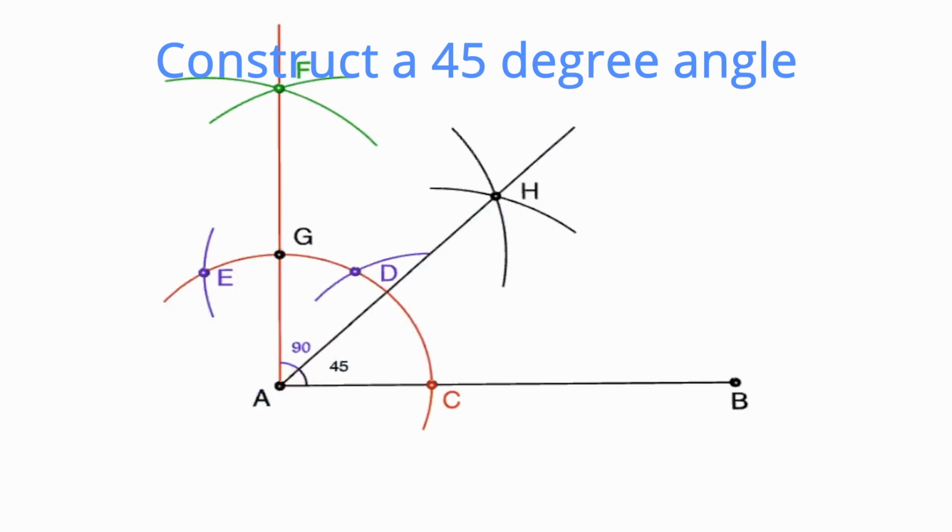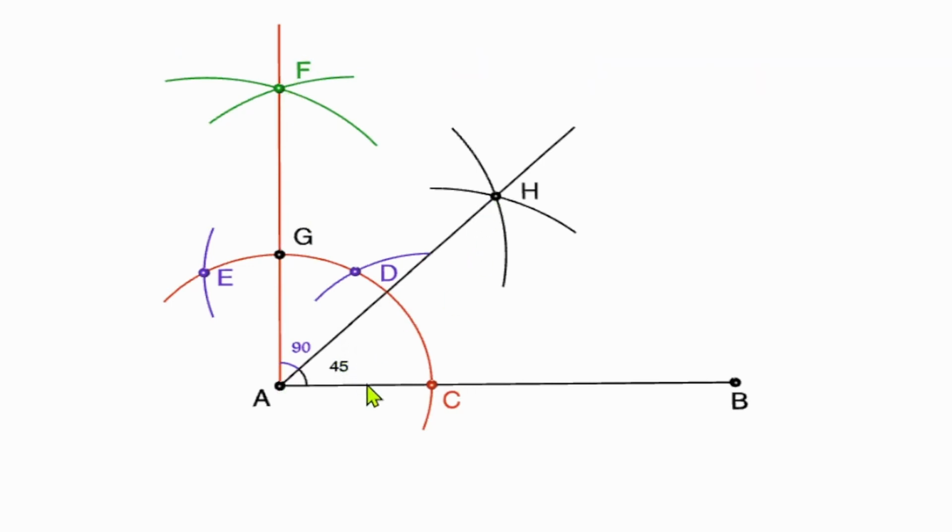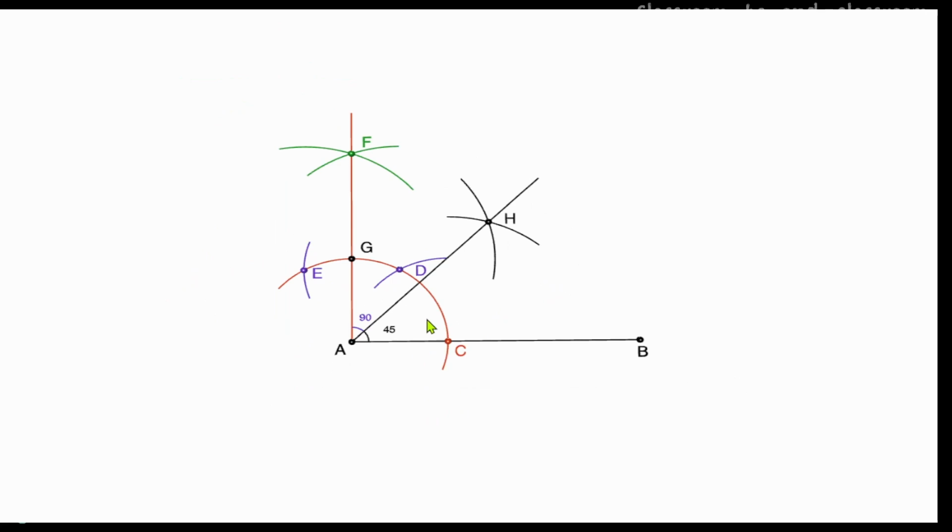This is a 45 degree angle. So what we have learned is, we have constructed an angle of 90 degrees, BAF. Then we have bisected this angle by a line AH. So we get another angle that is 45 degrees. Now suppose you have to construct an angle that is 22.5 degrees, half of 45 degrees. Then you can bisect this 45 degree angle. You will get another angle which measures 22.5 degrees.